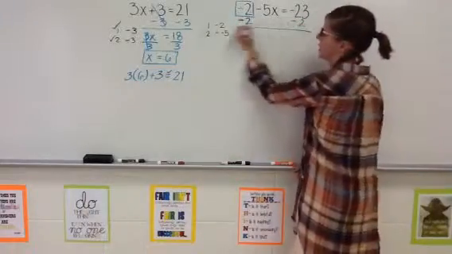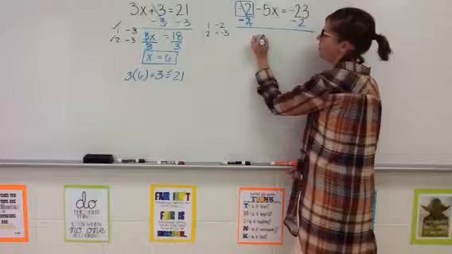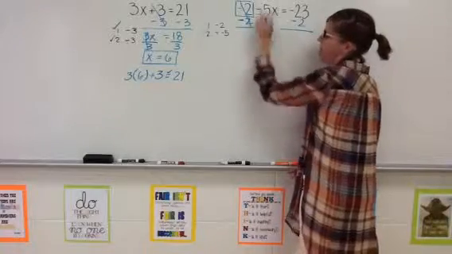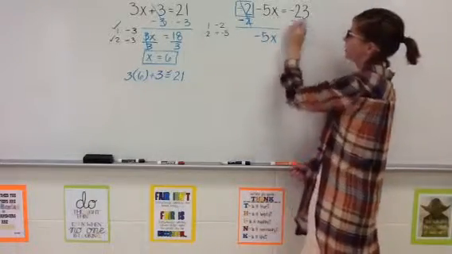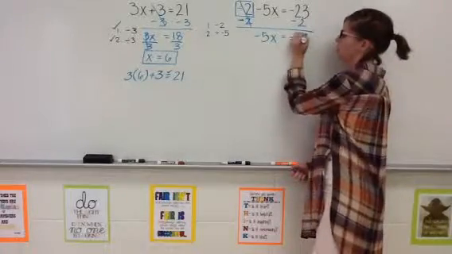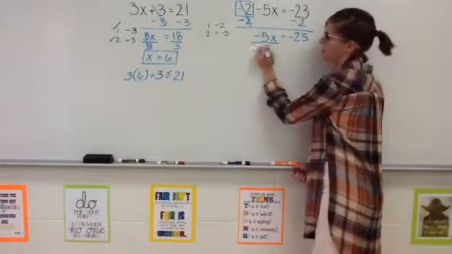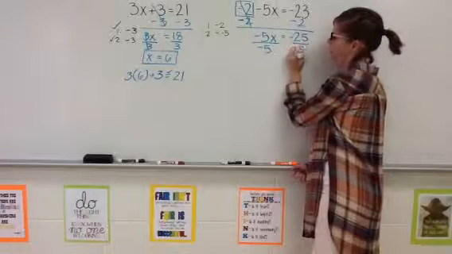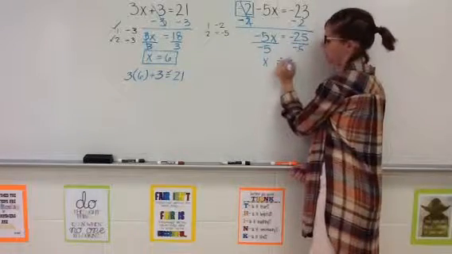So, subtract 2 from both sides. That zeroes out. I bring down my negative 5x. And then I do negative 23 minus 2, which is negative 25. Divide both sides by negative 5. And x equals 5.